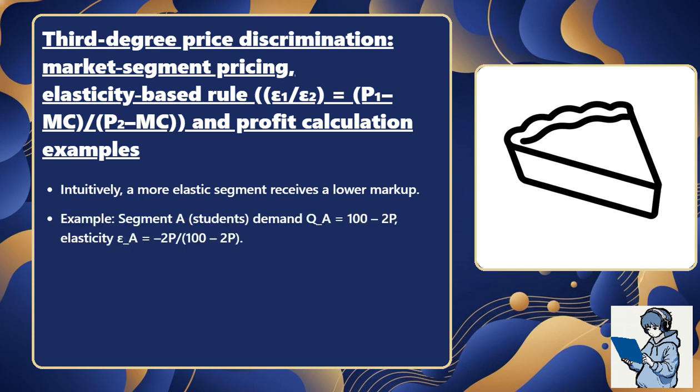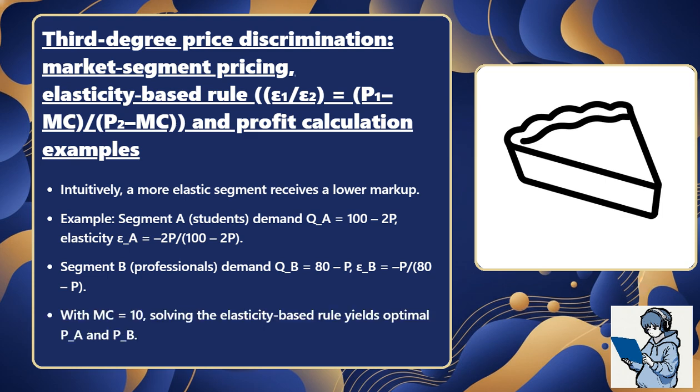Example: segment A, students, demand Q sub A equals 100 minus 2p, elasticity epsilon sub A equals negative 2p over (100 minus 2p). Segment B, professionals, demand Q sub B equals 80 minus p, epsilon sub B equals negative p over (80 minus p). With MC equals 10, solving the elasticity-based rule yields optimal P sub A and P sub B.